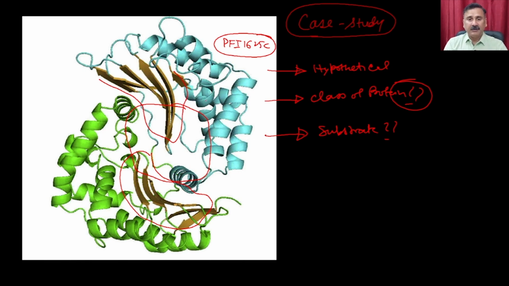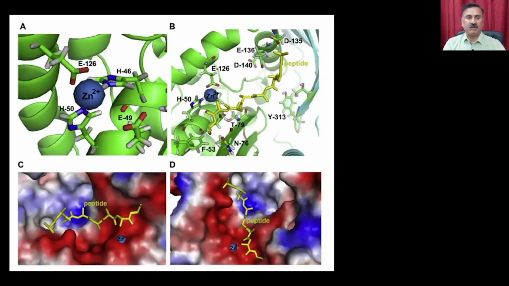So this is another protein that we were working on in our laboratory, called PFI 1625C, and this is a hypothetical protein. It does not have known information about this class of enzyme. So we did homology modeling and prepared a homology model, and based on this model, what we found is that it has a protein-bound zinc, which means one piece of information is clear: it is a metalloprotein. So it is a metalloenzyme, right, because it has a metal.